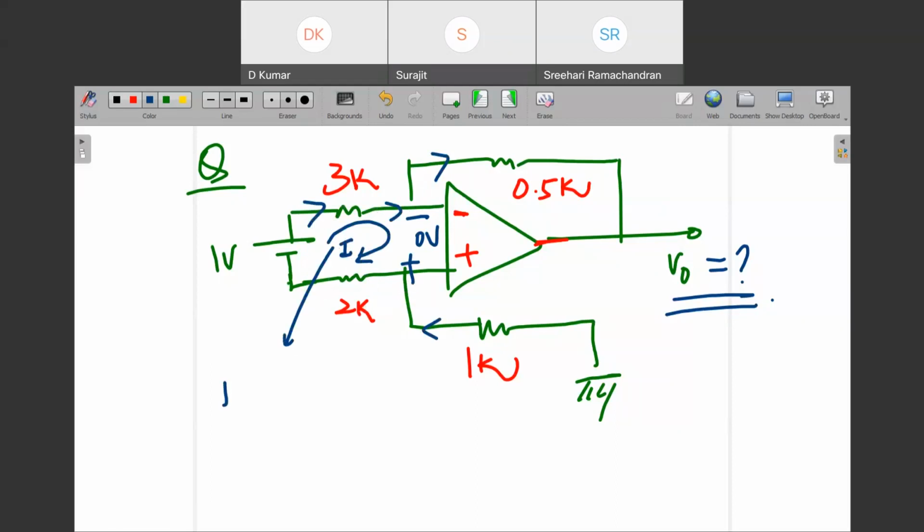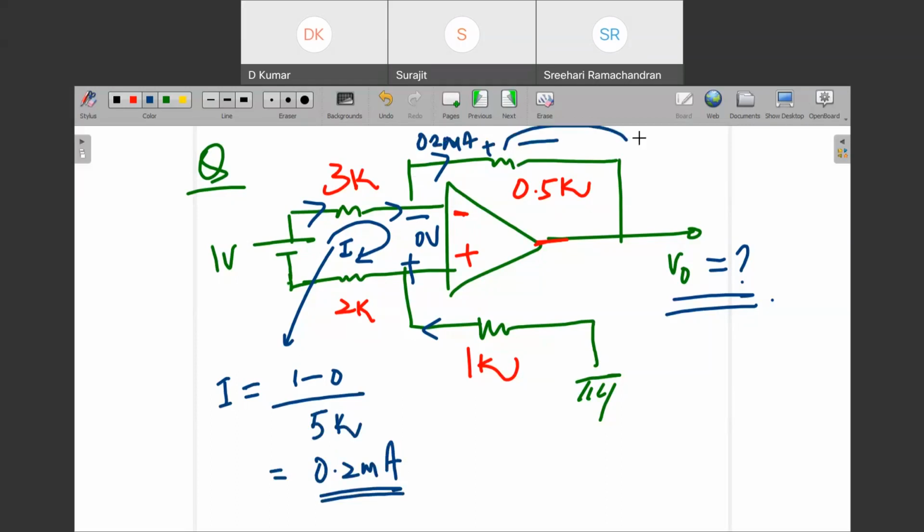What is the current here? I, directly you can write, I equal to 1 minus 0 upon total. Okay, how much is total? That is 5K. So how much is it? 0.2 milliampere. Understood, Srihari and Surajit? Yes, sir. So this current, 0.2 milliampere, is flowing here. So this is plus to minus. So what is the voltage here? That is 0.1, right? And the voltage drop here is how much? Plus to minus, 0.2, right? Now you can apply 1 KVL, you will get the answer. Understood, everyone?